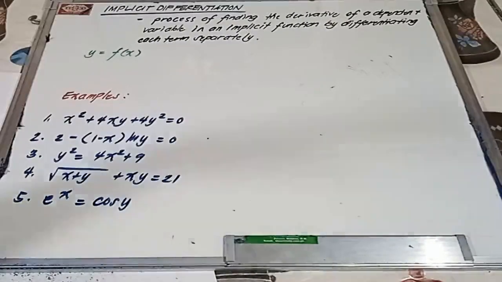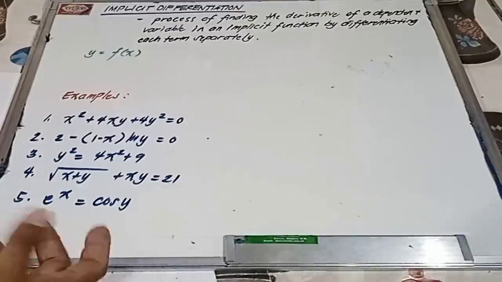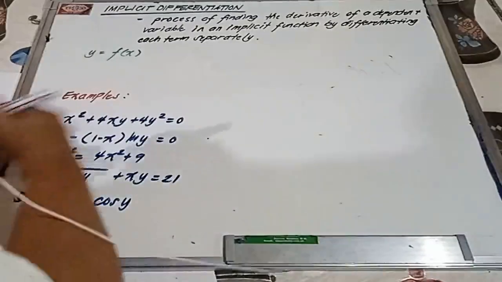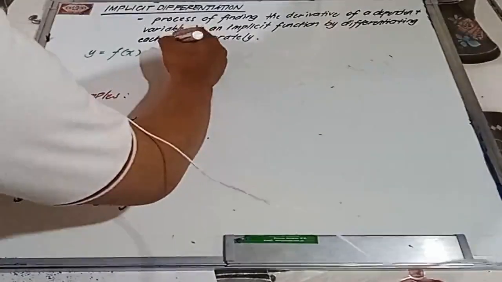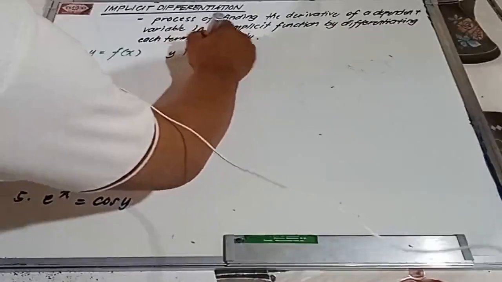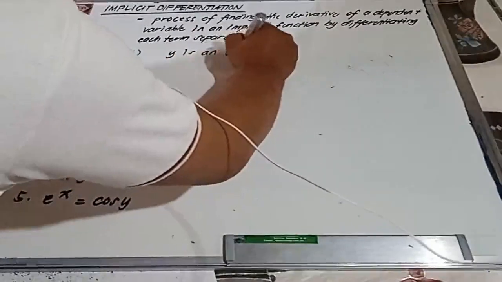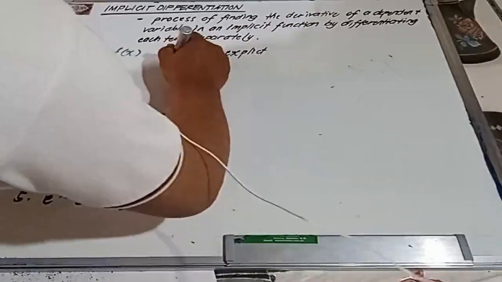So from the previous lessons natin, ang ginagawa natin doon is explicit differentiation kasi yung form of the function is in the form of y equals f of x. Ano ba yung y equals f of x? Yan yung function in a form na si y is an explicit function of x.